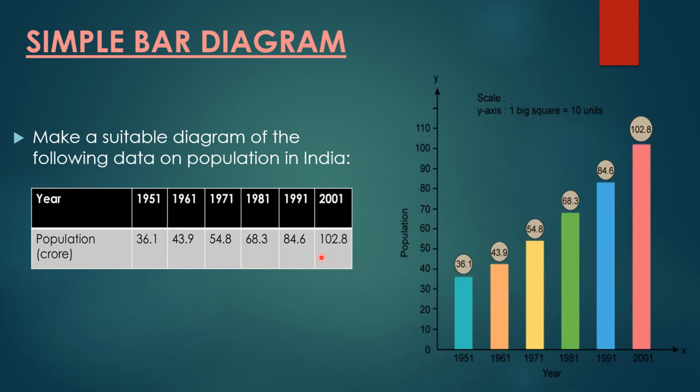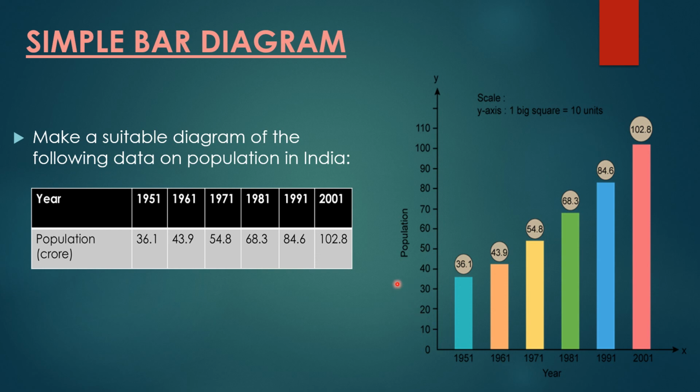What we need to do then? First of all, we are going to place year 1951 to 2001 on the x-axis. The x-axis shows year from 1951 to 2001, and the y-axis shows population in crores. It is very much important for you to mark both the x-axis and y-axis.